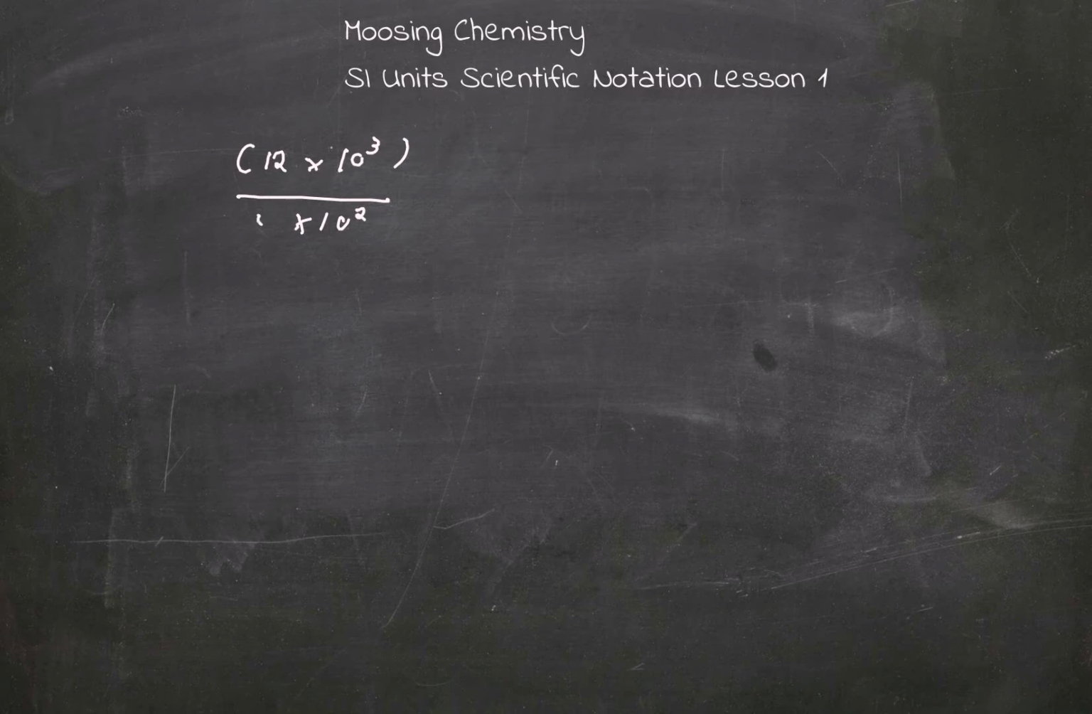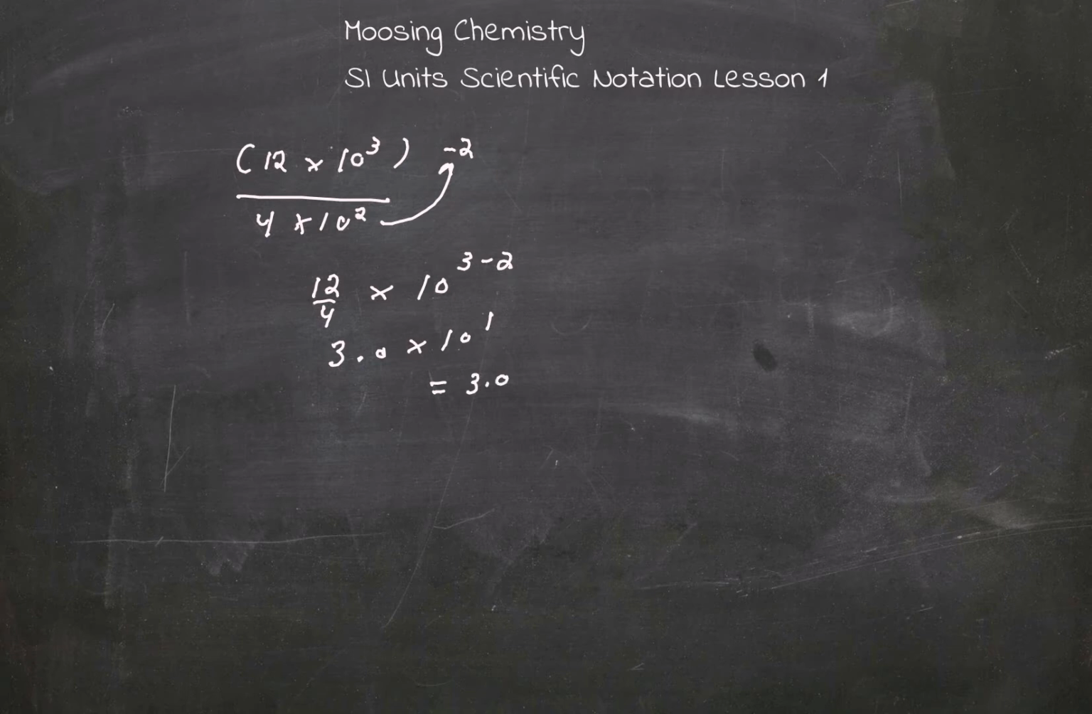And let's go. So we're going to divide 12 by 4 times 10 to the 3 minus 2. So when you bring this 2 up, it's going to become a negative 2, and you're going to subtract it. So this is going to give me 3.0 times 10 to the first, which is 3.0.